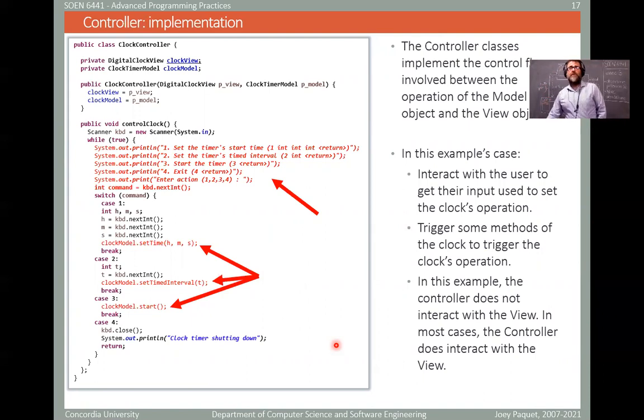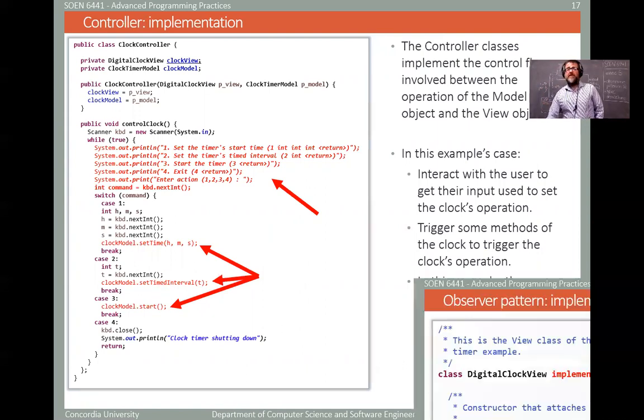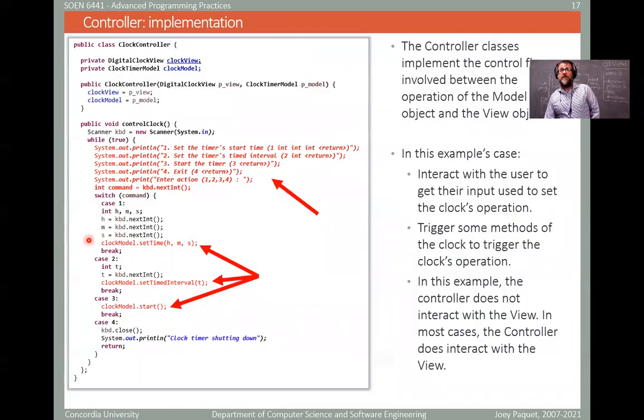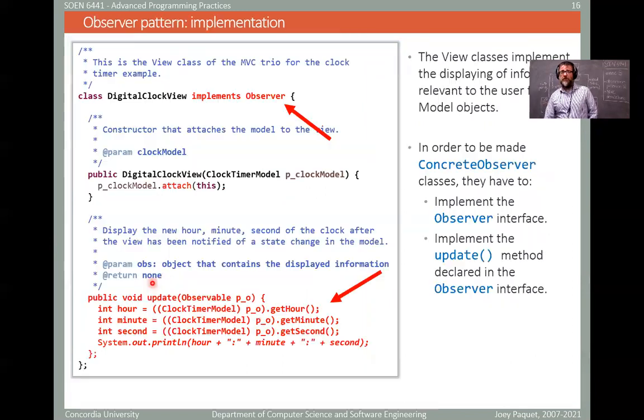Then if the user enters set time interval, what's happening here is kind of the same thing. So here the user enters 2 and then enters, for example, 5. So you want to count 5 seconds. Then the user enters 5 here, and then this 5 is passed onto set time interval.